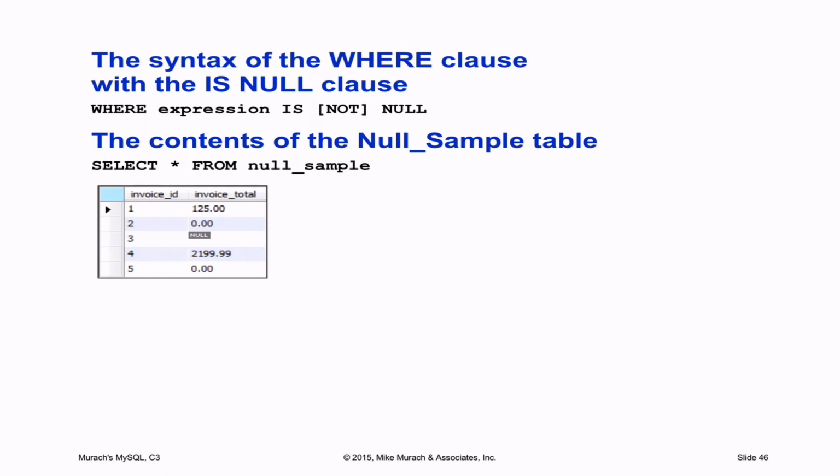Is null, though. Is null is one we will use. Null is not zero. Null is just an empty set of data. So here there might be some times where we are looking for something where something is or is not null. So here's an example. We're going to select star from null sample. So we're selecting everything from the table called null sample.